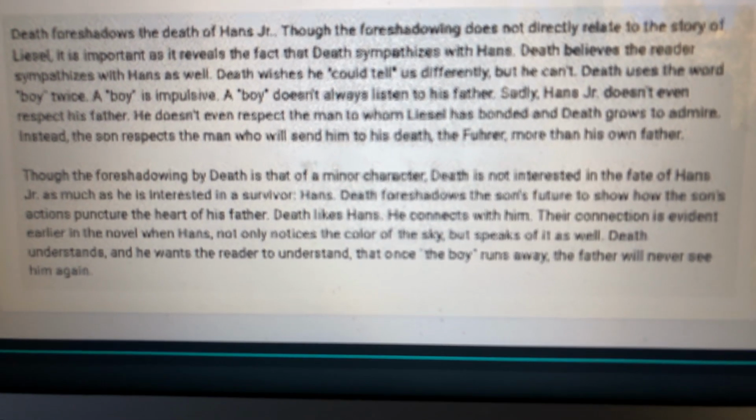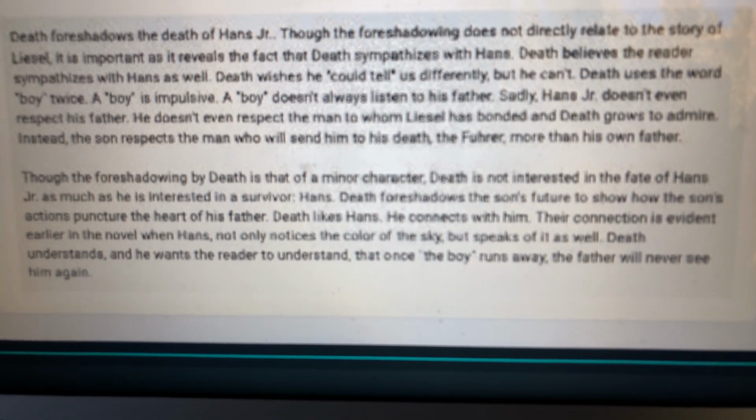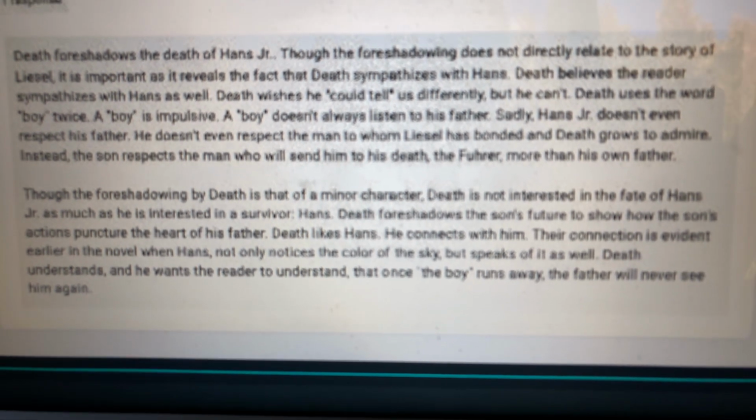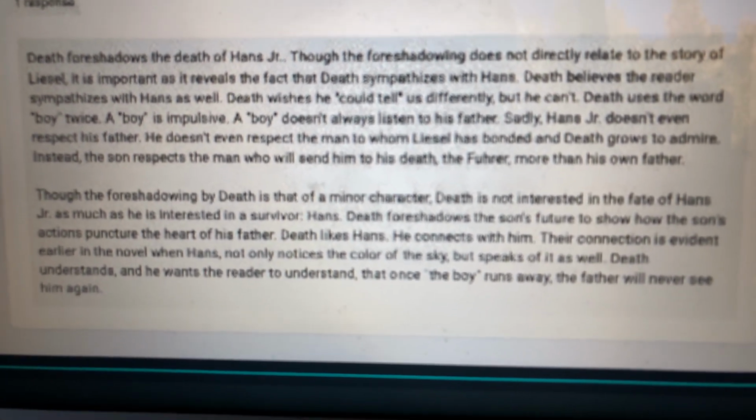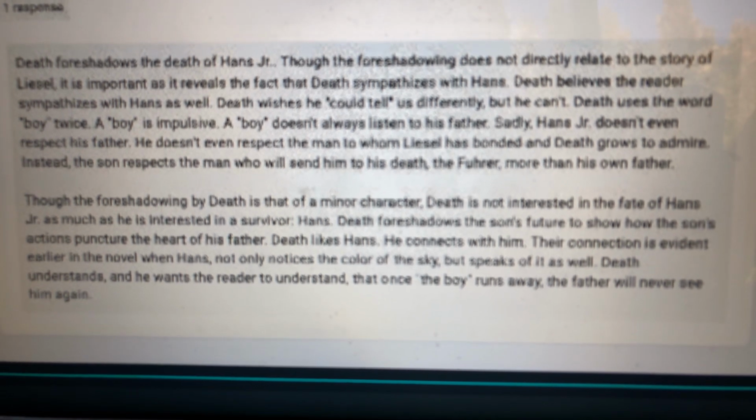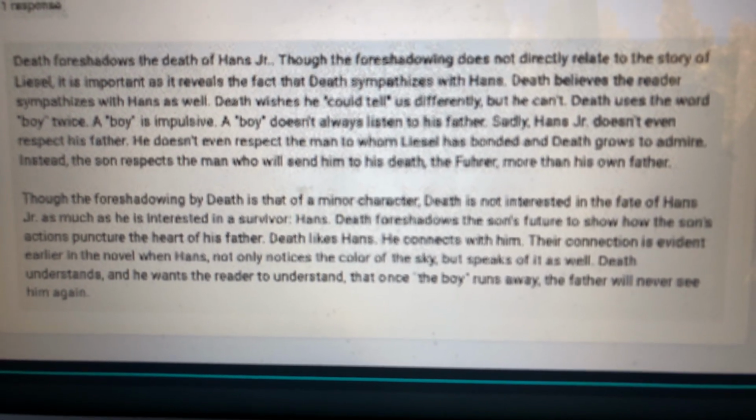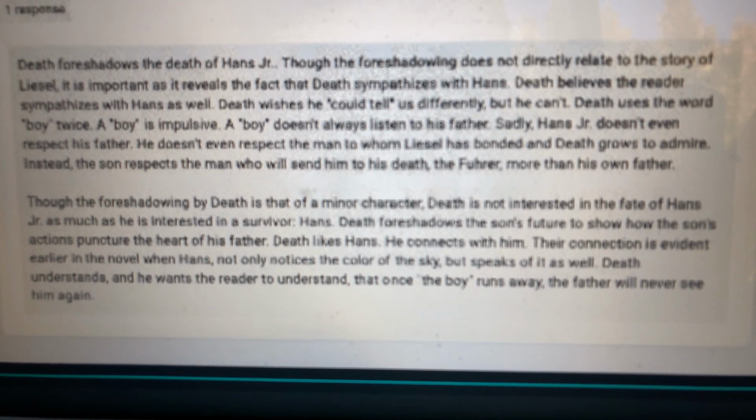Good job, Giddy. Death understands, and he wants the reader to understand, that once the boy runs away, the father will never see him again. All right, that's pretty good, Giddy. Not too bad. Now it's your turn.